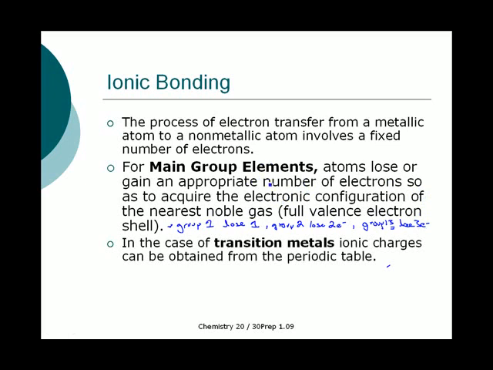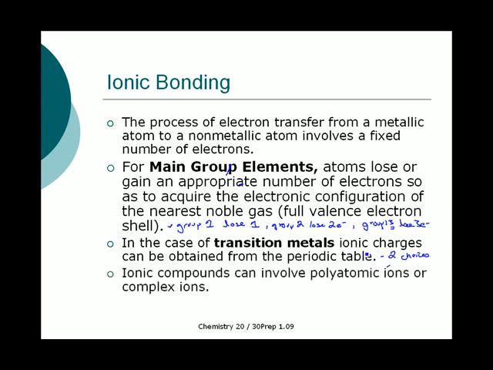For the transition metals, we don't have a theory that's able to predict why they form the ions they form, so we get them from the table. Remember, there are 2 possible charges for a metallic element, so it'll be one of those 2 choices. If it isn't stated explicitly, then the first listed is the most common. And ionic compounds can also involve polyatomic ions or complex ions as well.